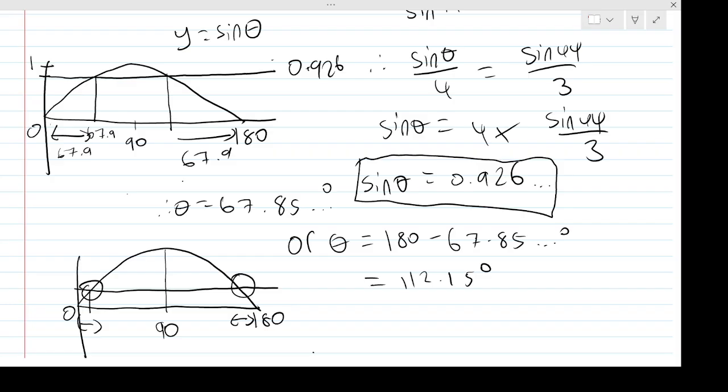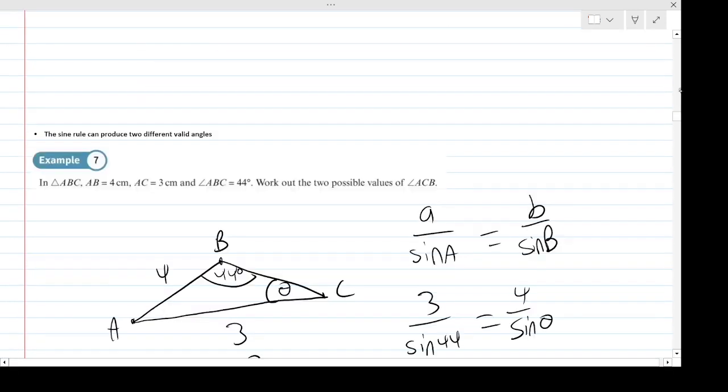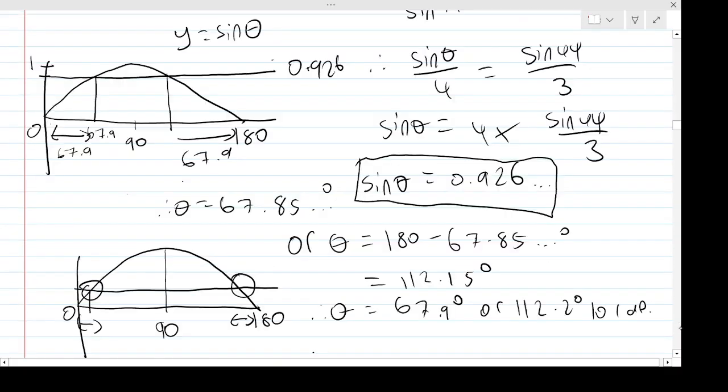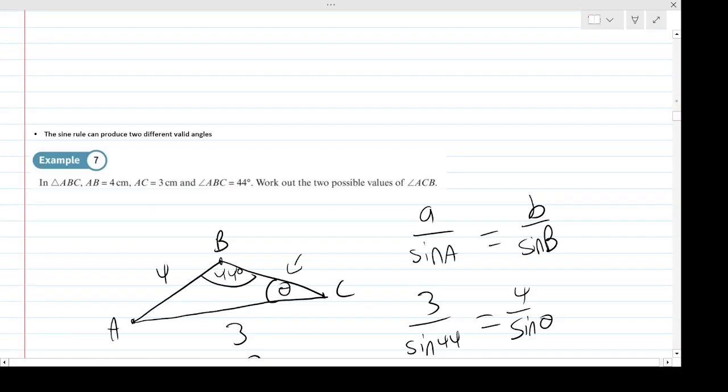And so in general, with the sine rule, it will always produce two possible angles we can have. If I summarise, theta could be 67.9 or 112.2 to one decimal place, if we round it. So I've got two possible solutions, which, if I go back to my triangle, theta could be this 67.9, or it could be 112.2. So I've got two possible values of the angle ACB.